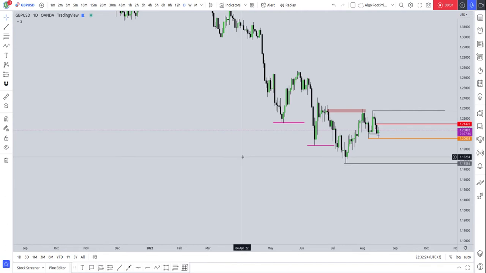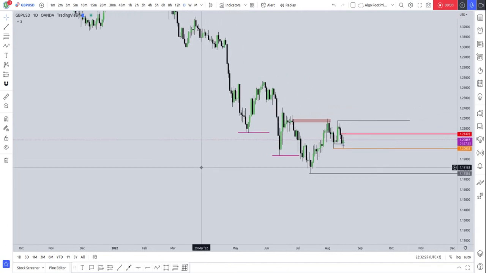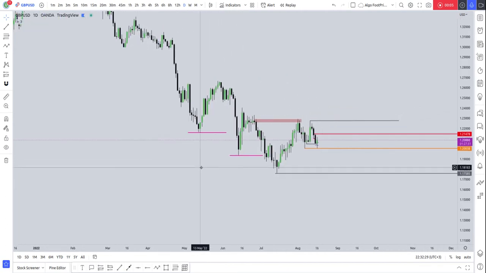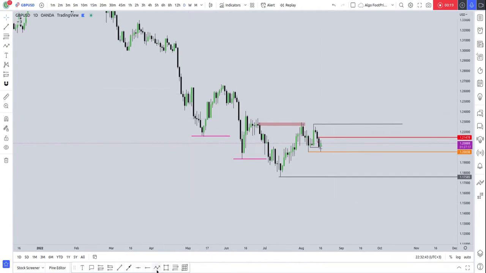Hello guys, so today we have GBPUSD. I had two trades. I had a trade during London session, that was a sell, and then I had a buy trade during the New York session. So this is basically a quick review on how I took the trades.